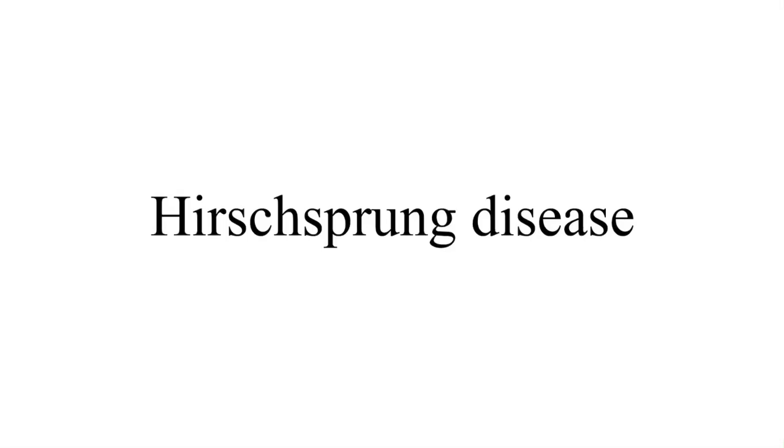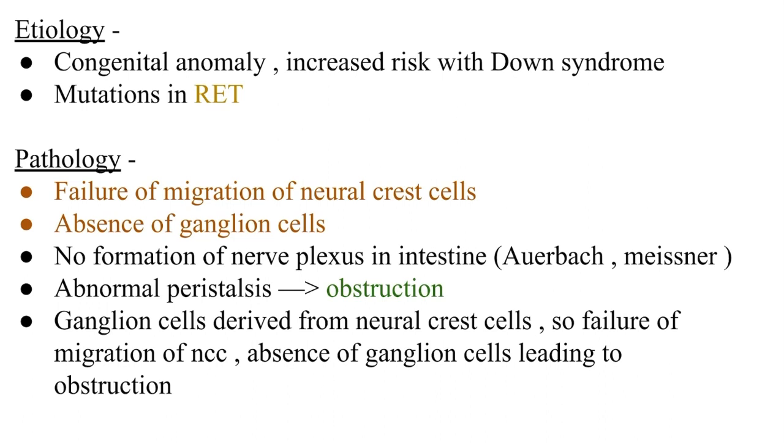Here we'll talk about Hirschsprung disease. I don't know if it's pronounced that way, but coming to the etiology, it is a congenital anomaly. That means it's seen in newborn babies, and there is also increased risk if it is associated with Down syndrome, and mutations in the RET gene can also be seen.